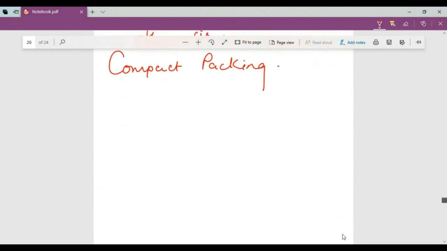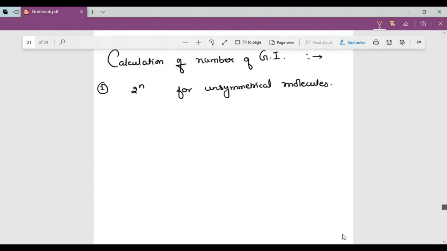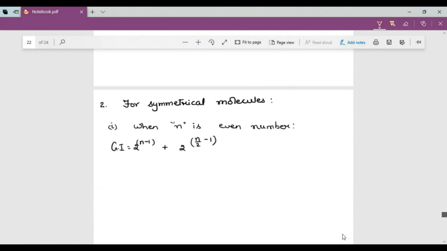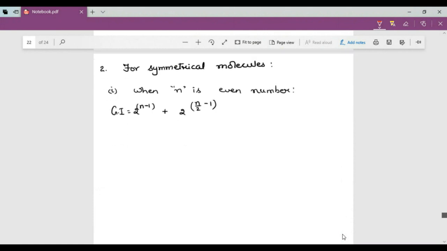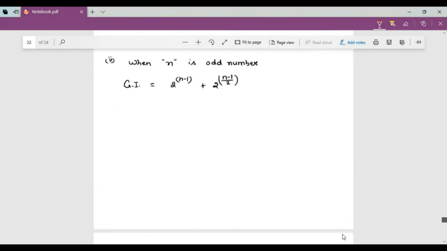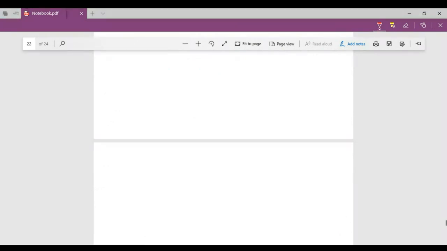Okay, I'm just scrolling down to the calculation of the number of geometrical isomers, but we'll definitely discuss it in the coming sessions. These are the formulas. Okay, n is the number of sites which can have geometrical isomers.